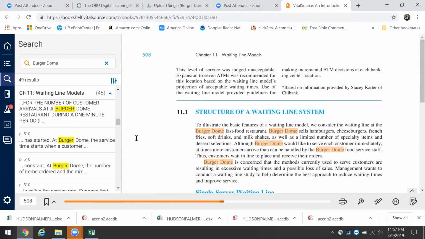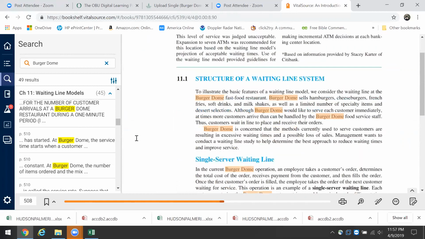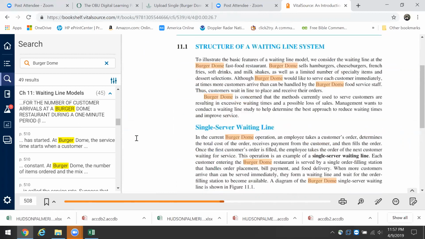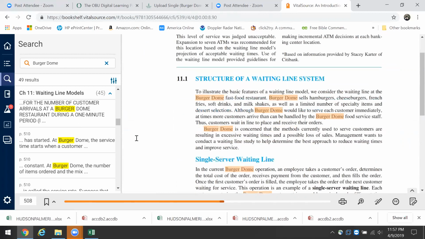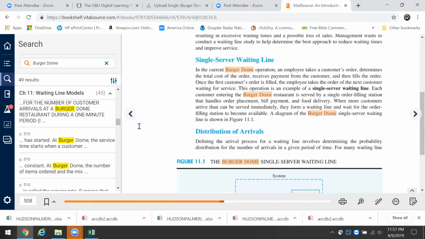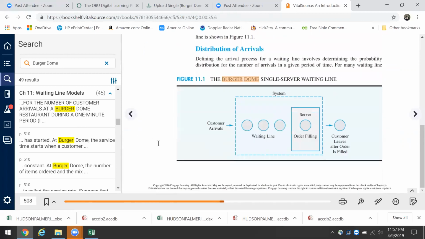to further reinforce it for you, and I really think to get the best, let me suggest that you do this. Start over here at 11.1, the structure of the waiting line, and go back through that again. Remember, we started with single arbitrary. They talk about Burger Dome in the sense of seeing the single server waiting line. And there we are. We have customer arrivals. Then we have a waiting line. Then the server is filling the order and the customer leaves.